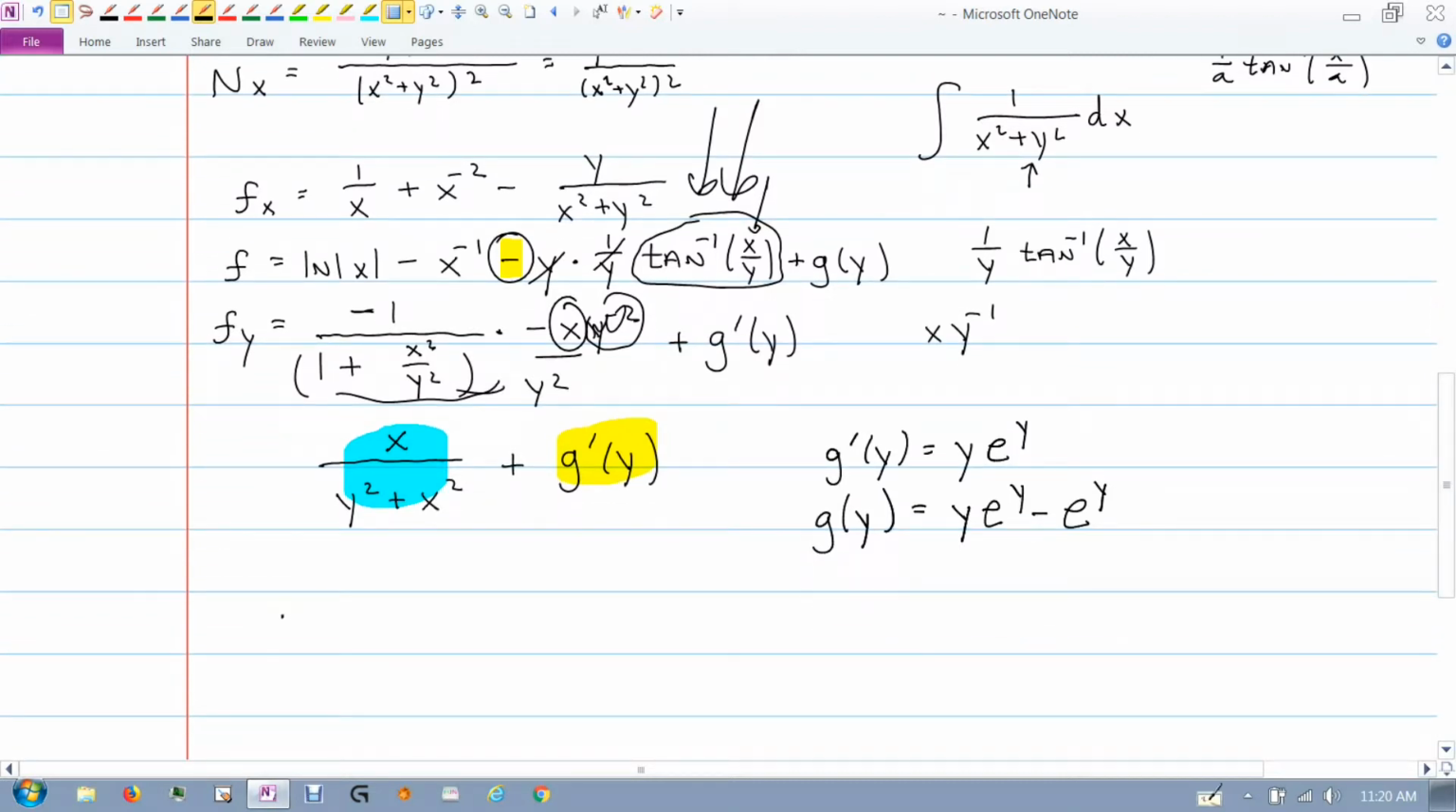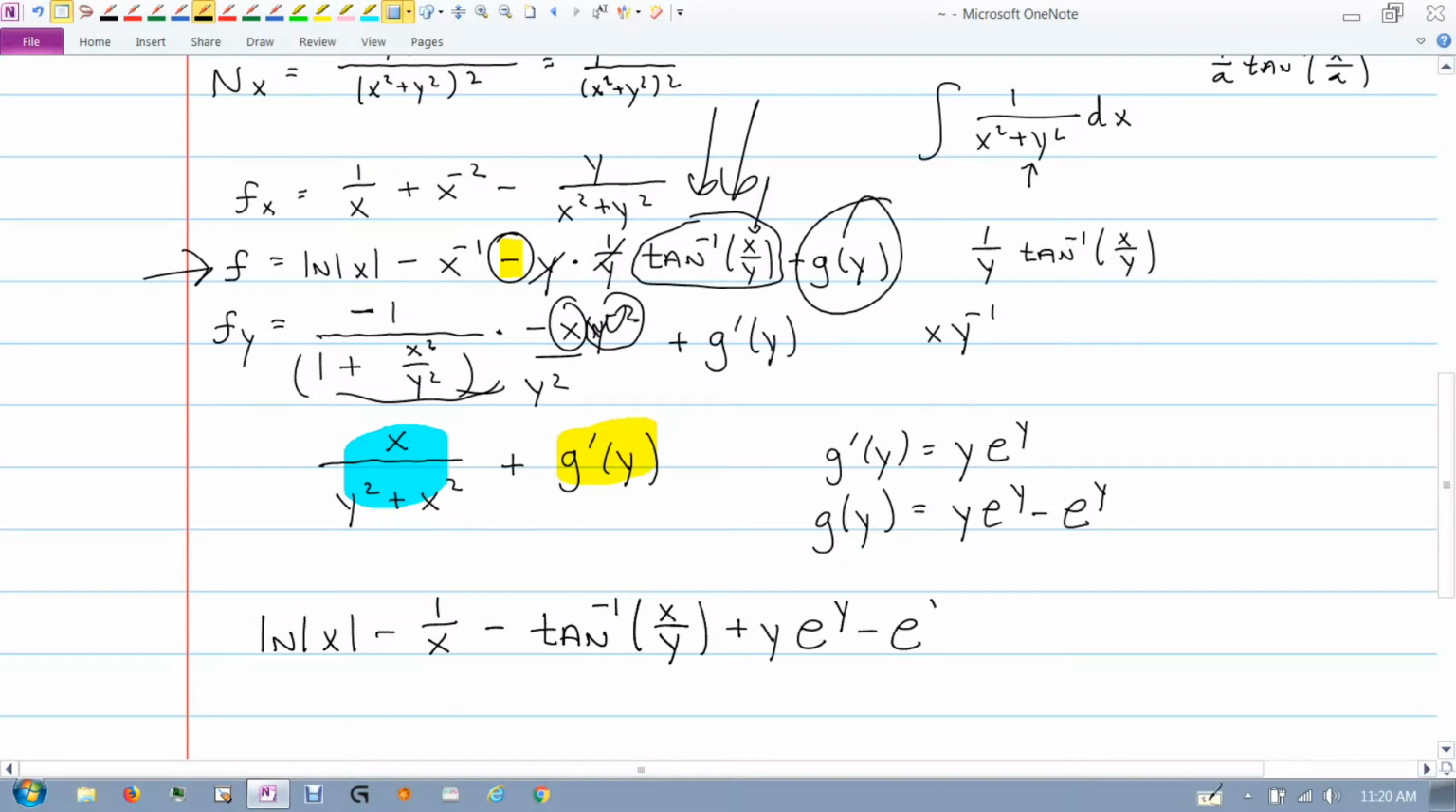So that's what that needs to be. So at the end of the day, f, which is this right here, is equal to, well, I'm just going to write it as the equation. Natural log of x minus x to the negative 1, 1 over x, and then we have minus arctangent of x over y, and then we had plus g of y, which turned out to be y e to the y minus e to the y. That must equal some constant. Whew, okay, I think I should check that. We're good to go.